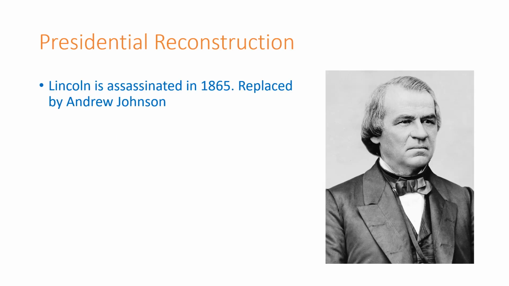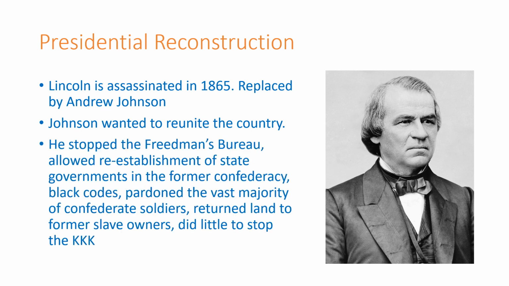Lincoln is assassinated in 1865 and he's replaced by Andrew Johnson, the vice president. Johnson's very much focused on reuniting the country after slavery, so he kind of just wants to almost ignore the tensions and almost pretend that the Civil War didn't happen. Some examples of the things Johnson does during this period of what's called presidential reconstruction, so rebuilding America after the Civil War. Johnson closes the Freedmen's Bureau down.